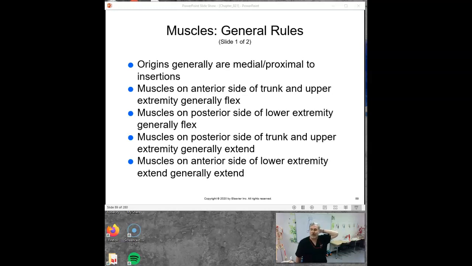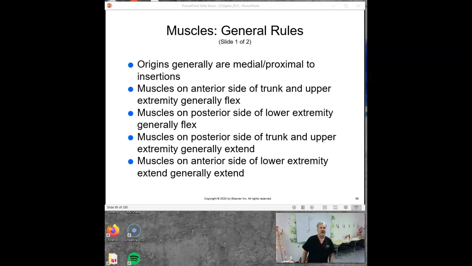In general, the origin is the place that doesn't move. In general, the origin is close to the midline of my body, and the insertion is out here to the thing that moves. But that isn't always true, and from my point of view, I could care less. In my mind, all I think about is attachments. I don't care if this is the origin and this is the insertion or vice versa. They're attached to both, they're going to move together. That's all I need for kinesiology. And that's not a cop-out. That's just not getting hung up on the term origin.